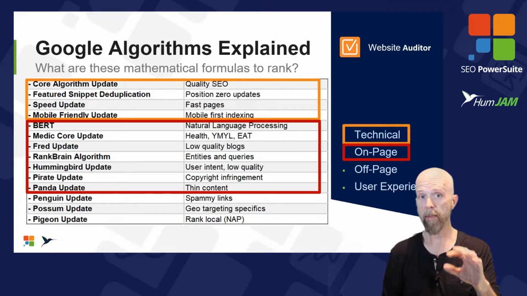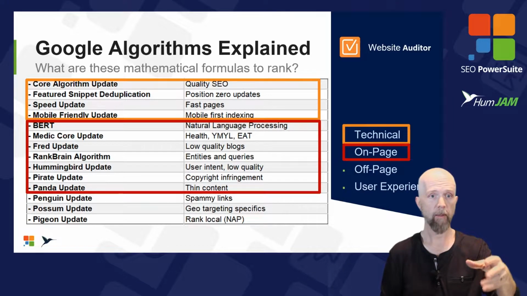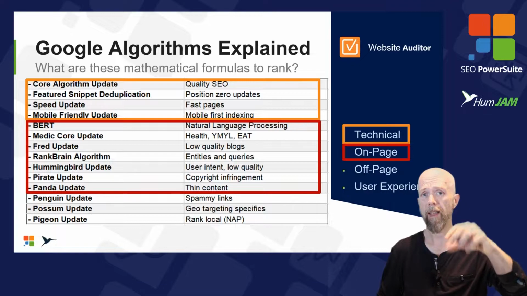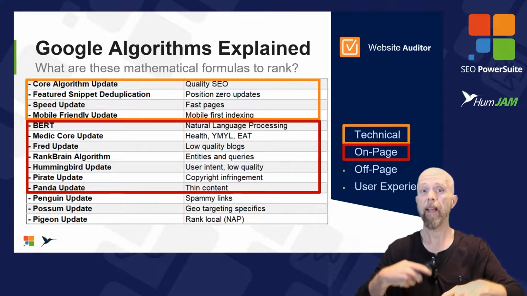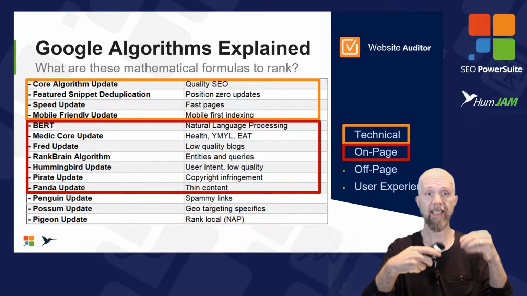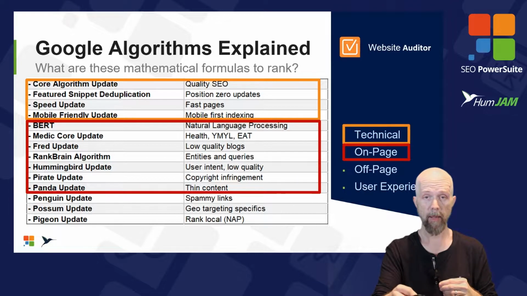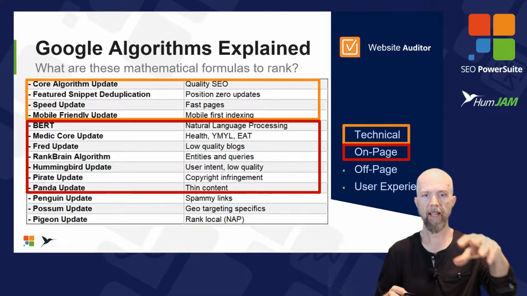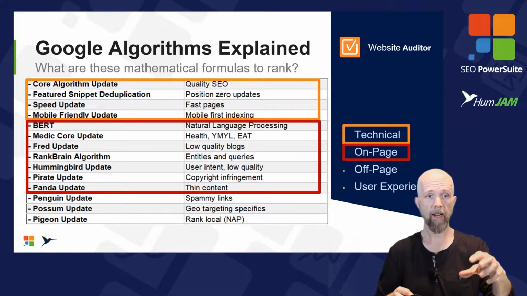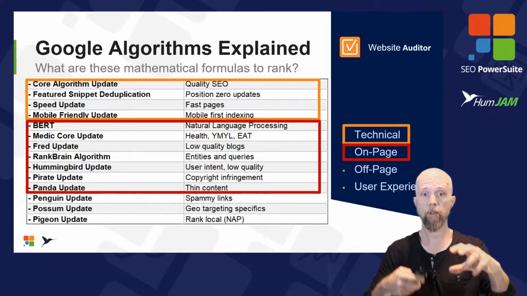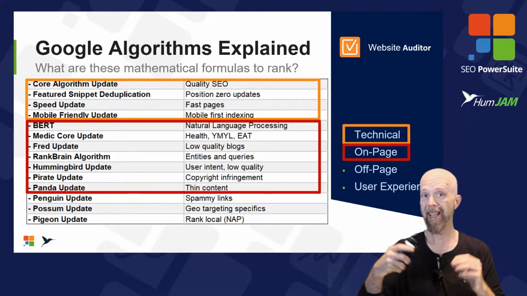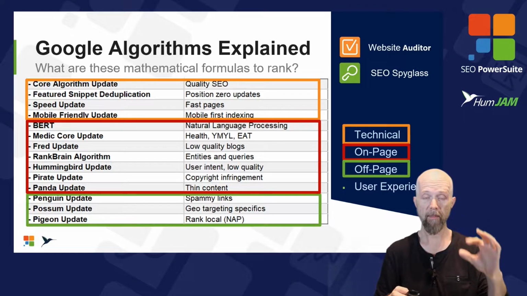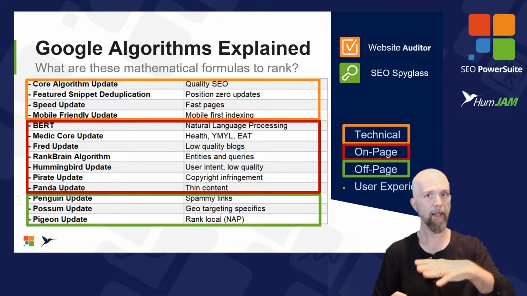Now, the on-page side, here again, you've probably heard of BERT, or even the Medic Core, which is about YMYL. That means your money, your life, and making sure that the expertise is there and the authority is there so that people aren't getting bad information. So you got a lot of things, from the Fred update to the low quality, RankBrain algorithm, Hummingbird update, which is about making sure of user intent and getting rid of low quality. Again, all on page.